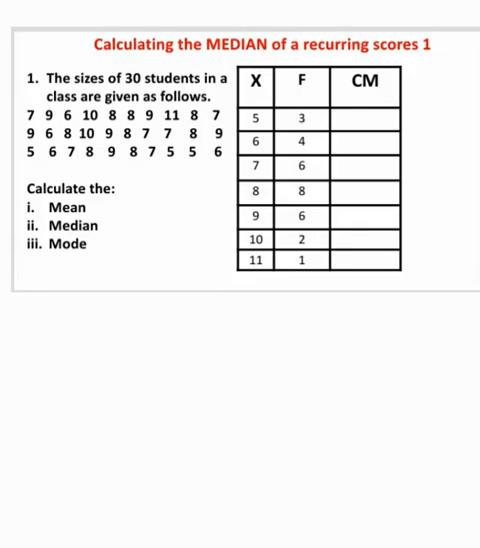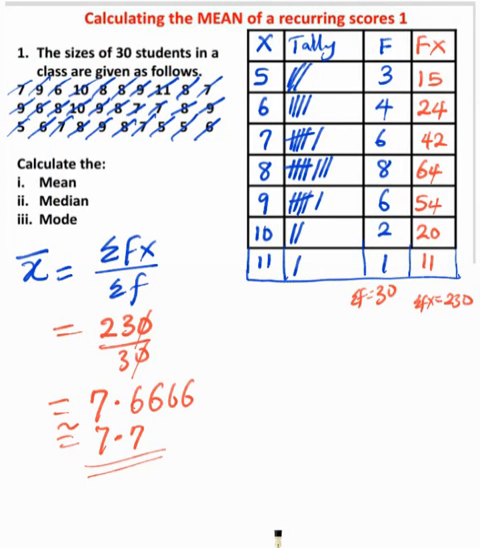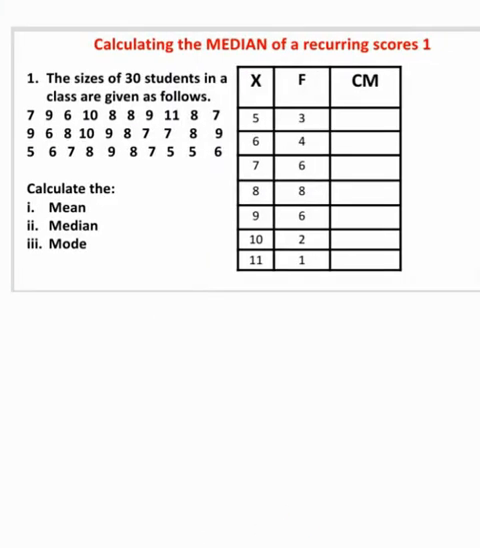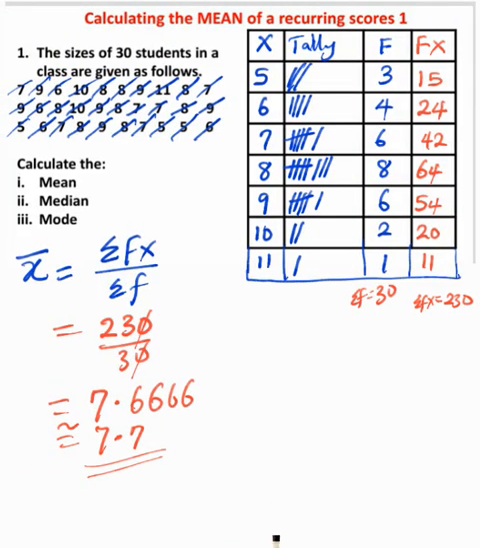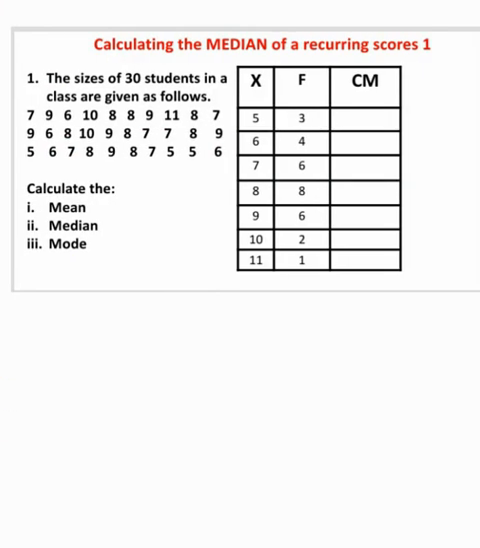How do we do that? That is what we want to show here. We know that the total frequency of this distribution, or the total number of scores we have here, is 30. So let's determine the cumulative frequency. This is how we determine the cumulative frequency. There is no score before this one. That is going to be 3 plus 0. We have 3.